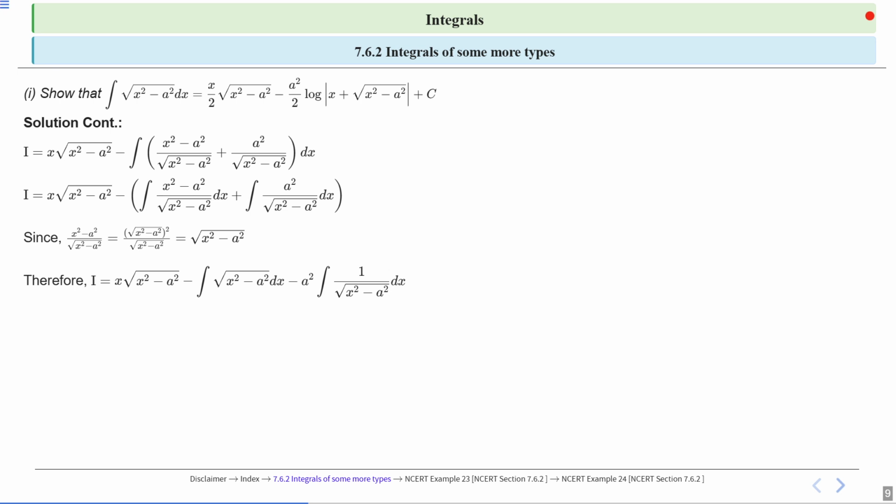Now in the second term there is the integration of root under x² minus a² dx, and that is the question. We have to find the value of this integration and we consider it as I. So we can put just I in place of this. And for the third term, the integration of 1 by root under x² minus a² dx, if we remember, this is a special case of a standard integration formula. We already have the formula for this integration.